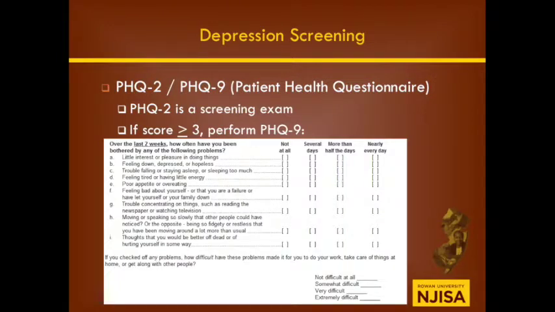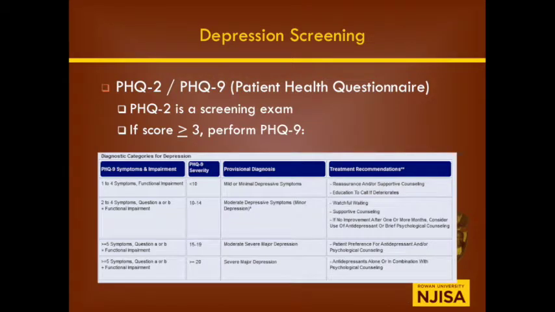If the score is greater than 3 on the PHQ-2, greater than or equal to 3, I should say, then you should do the PHQ-9. You have the instrument in your PowerPoint. I'm not going to read it to you. It's similar, and again, there's a scoring rubric in your PowerPoint that lets you classify how severe the depression might be and what the treatment recommendations could be.